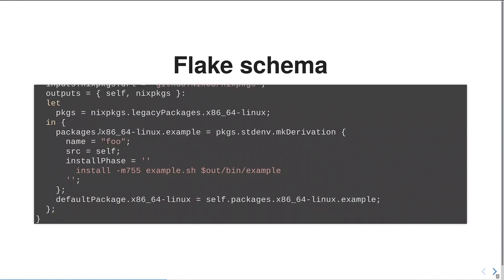So if you go now down here, our outputs basically consist of a packages output that defines an example package for Linux x86 64-bit. And we just create here a derivation, a very simple one, which is called foo, and it receives self as the argument, as a source. So it basically builds from the current flake, from the source repository. So every source file that was added to the flake will be available during the build. And here in this case, we just have a simple shell script that we install to the output on this line. And this is all it does.